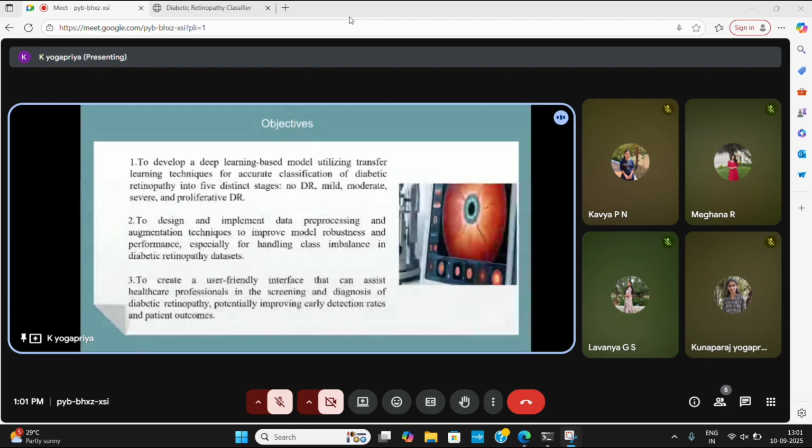to improve model robustness and performance. Data preprocessing includes resizing and contrast enhancement. Data augmentation includes rotating, flipping, and zooming. These techniques are especially used for handling class imbalance.